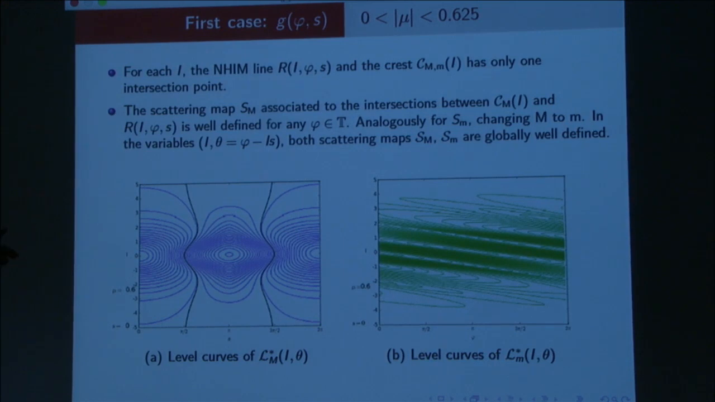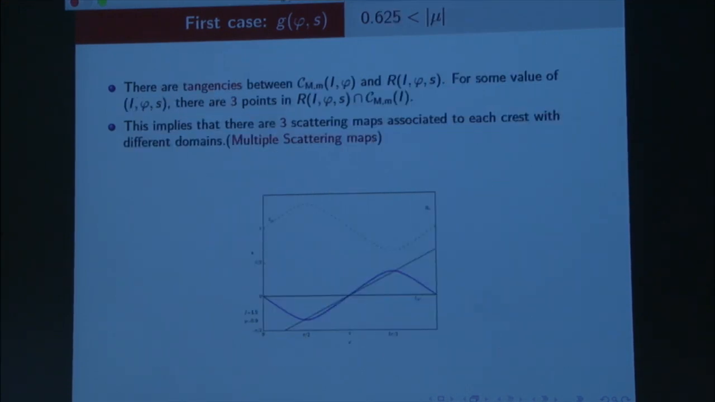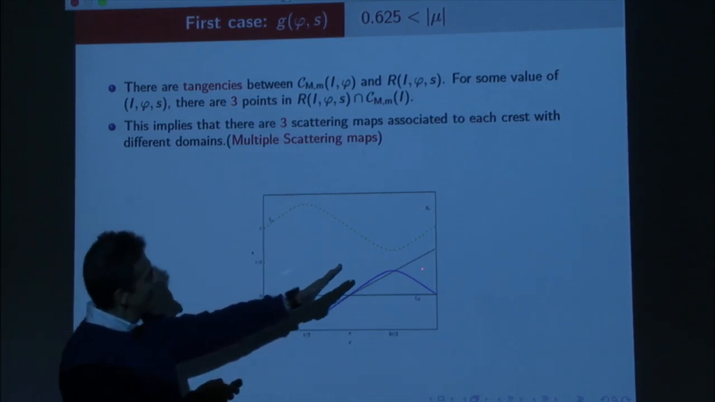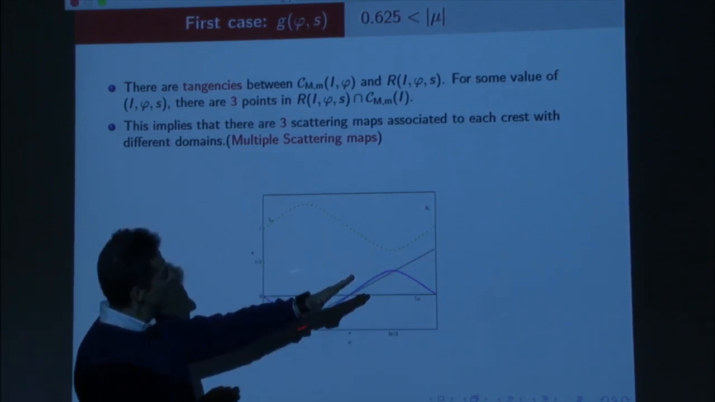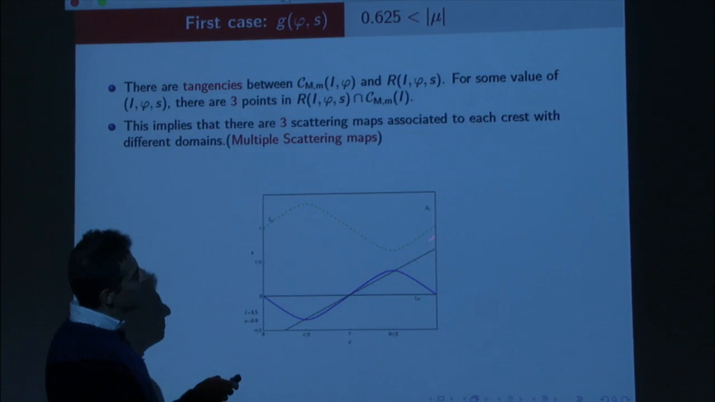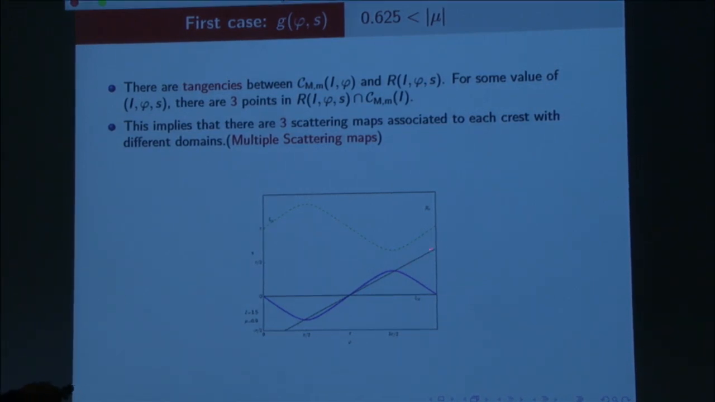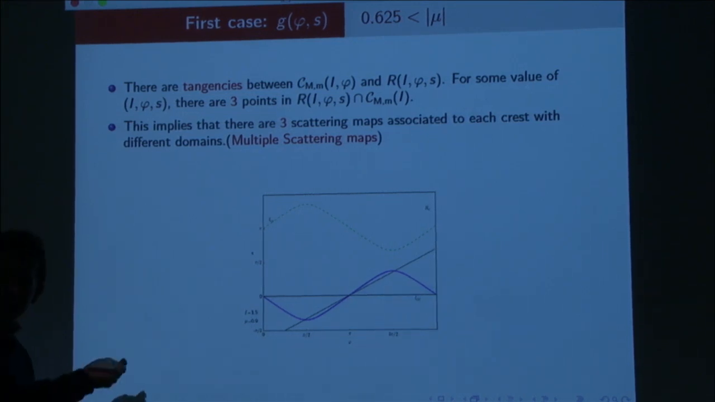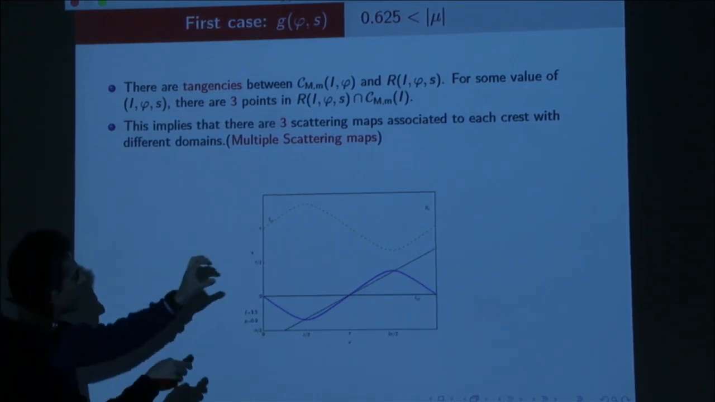Good. So we already did this in this case, and for the first case, when the mu is greater than this 0.625, well, it appears that the slope is smaller, and so at some moment there appear some tangencies, and so you see that at some moment there appears a bifurcation of a scattering map. So in this case, this line touches this crest 3 times. So instead of one scattering map, we have like three possibilities in some parts, only some small parts.